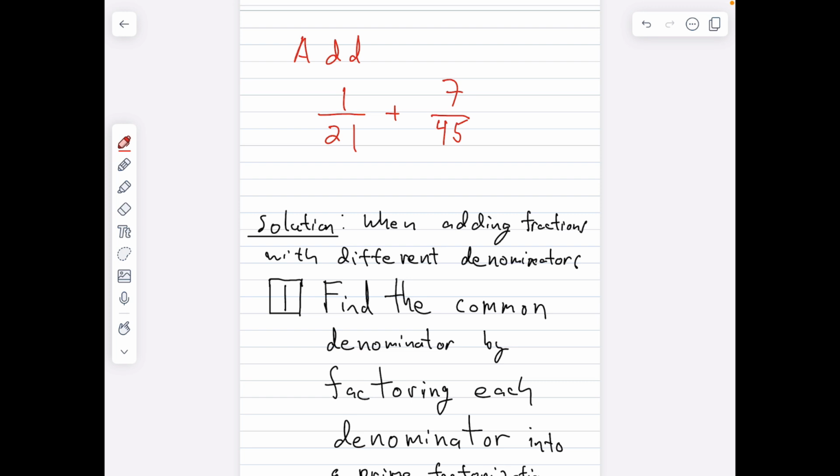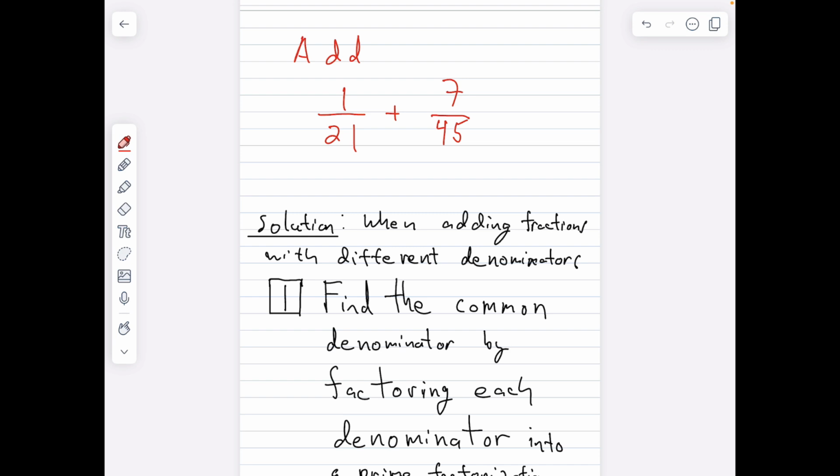Hello everyone, so today we are adding fractions with non-common denominators. The denominators are different. So you've got 1 over 21 plus 7 over 45. Now, one thing that I wanted to mention is that what I do here applies to subtraction of fractions with different denominators, as well as adding or subtracting more than two fractions with different denominators, okay?